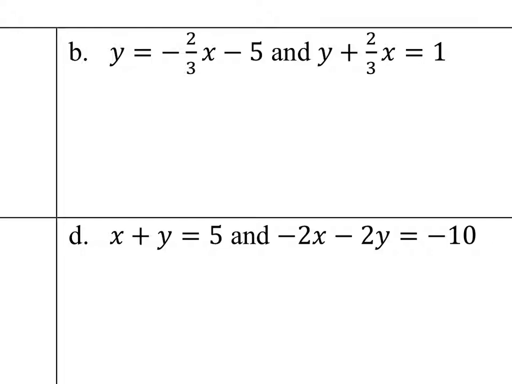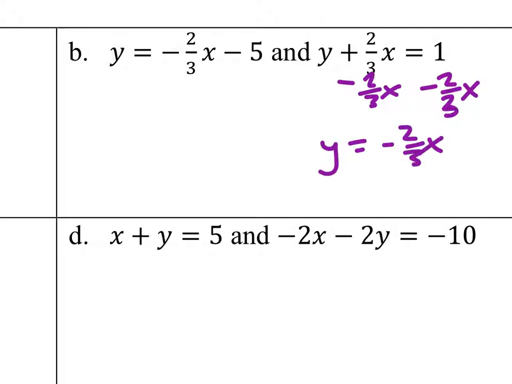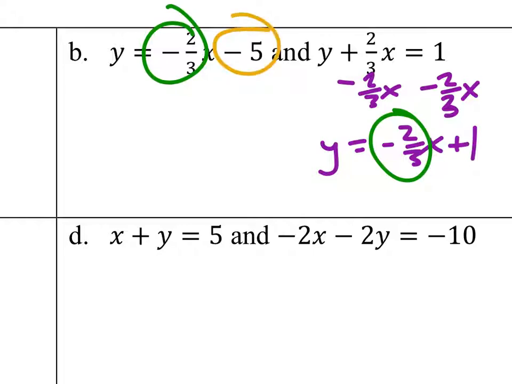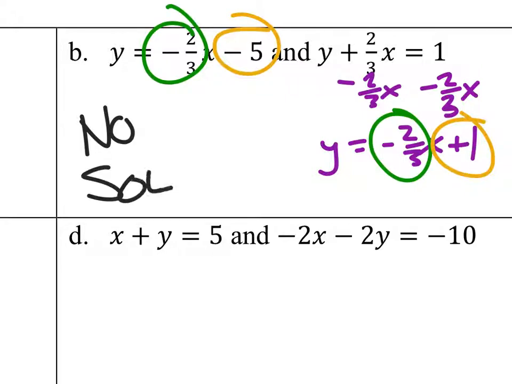Neither of these are in slope-intercept form. To check the work, we're just looking for the slopes. In this one, subtract 2/3 x, right? So minus 2/3 x. This one ends up being y equals negative 2/3 x plus 1. Now we have this slope, which is the same as this slope, but the y-intercepts are different. So this one has no solution.